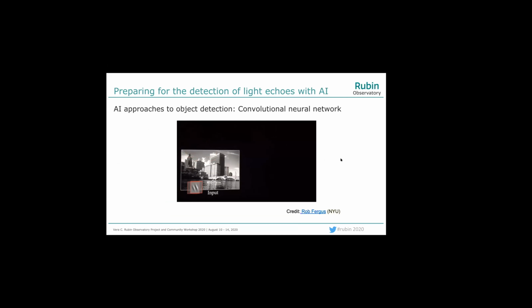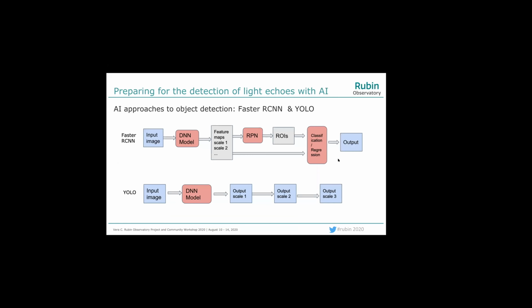We propose to use AI to address this problem. One of the most basic units of AI is convolutional neural networks, which have proven very successful in learning features from images such as edges, shapes, and so on. Object detection frameworks like Faster R-CNN and YOLO have reached real-time, human-level performance. We tried those two models to detect light echoes.